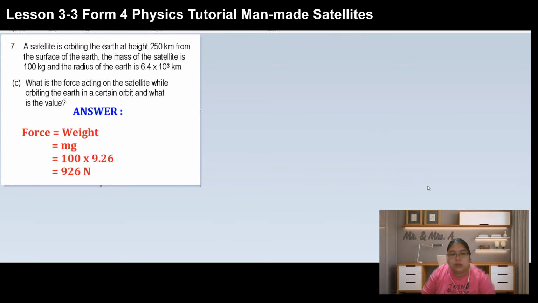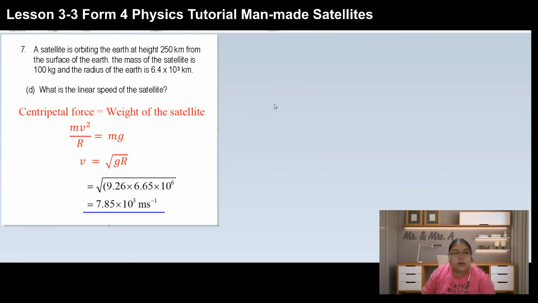Then we go to 7D. The answer is the linear speed. So we create the formula again: centripetal force equal to mg, then v equals the square root of gr. The r is the radius of the satellite's orbit, the satellite and also the Earth, you need to add them to get the total r. Then you take the square root, and you get the answer 7.85 times 10 to the power of 3.